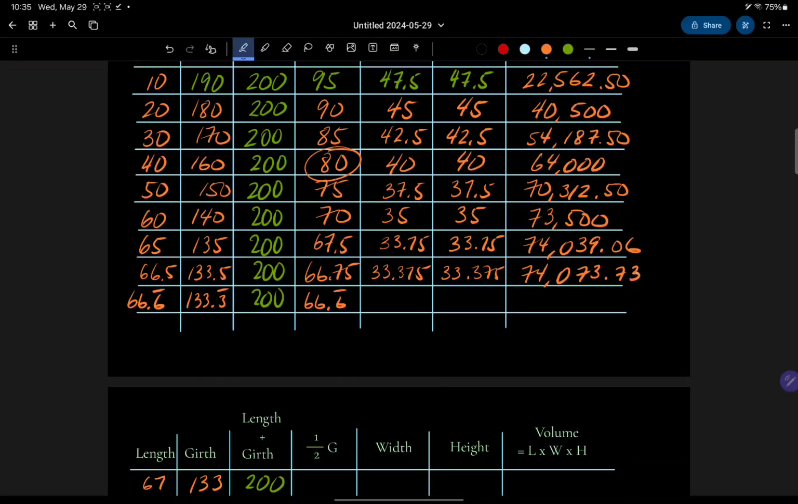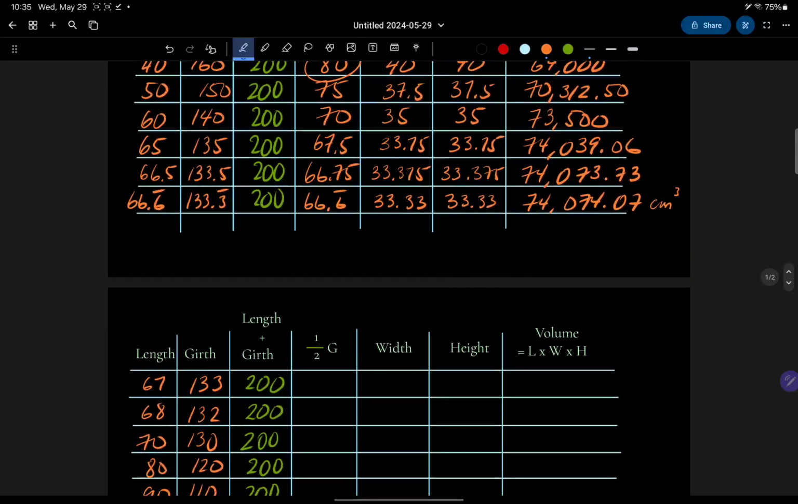And at 66.6, we end up with 66.6 here divided by 2 is 33.333. So 33.33. And same thing here, 33.33. Now if you multiply 66.666 times 33.3 continued and 33.3 as well, we end up with a volume of 74,074.07 centimeters cubed.